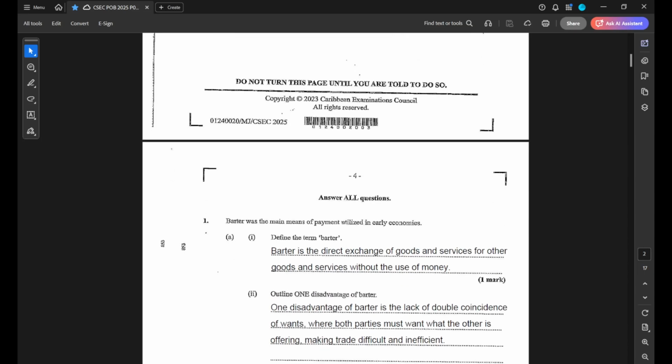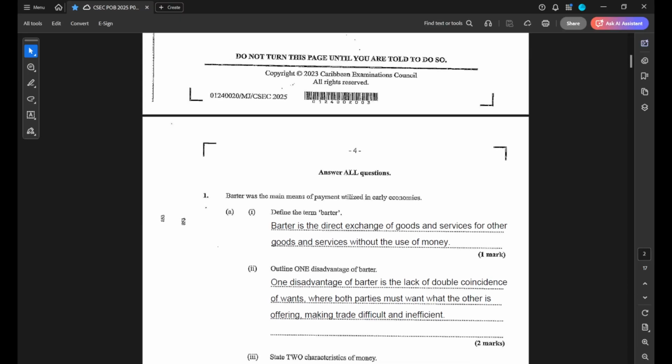Part 2. Outline one disadvantage of barter. One disadvantage of barter is the lack of double coincidence of wants, where both parties must want what the other is offering, making trade difficult and inefficient. And that is for 2 marks.